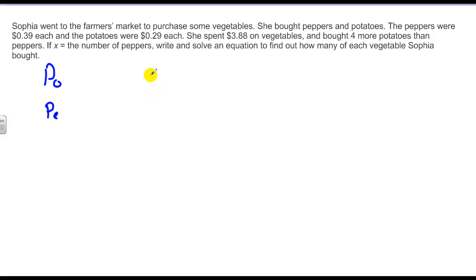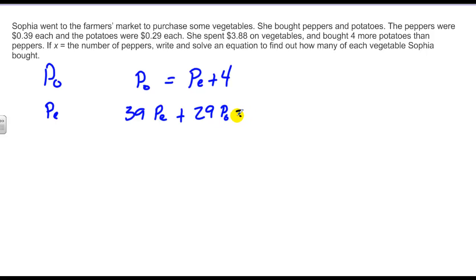So there are 4 more potatoes than peppers. So if I go peppers plus 4, that equals potatoes. And then I can use these cost equations to say that I have 39 cents, and I'm going to use pennies, I think. So the peppers, 39 cents each, plus the potatoes, which are 29 cents each, should equal 3.88.